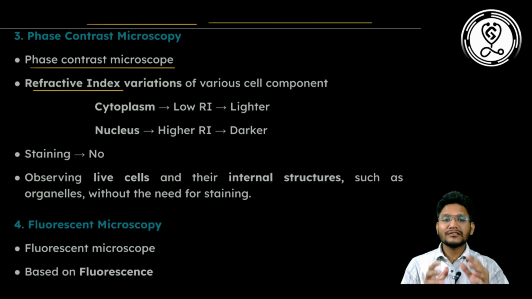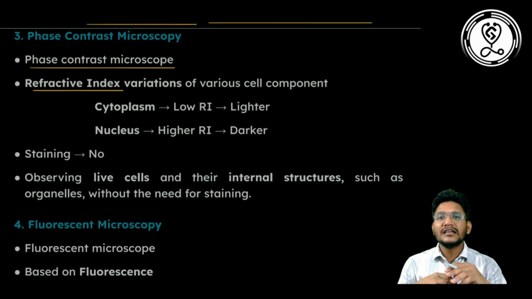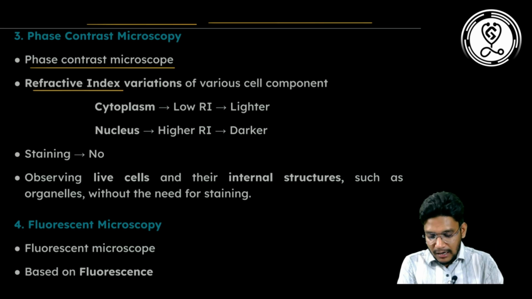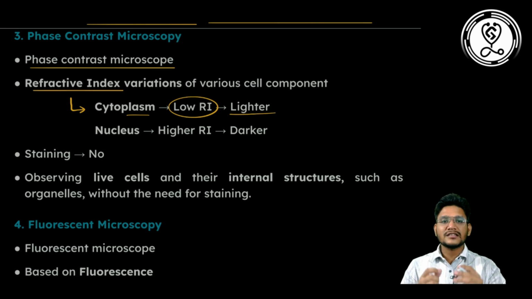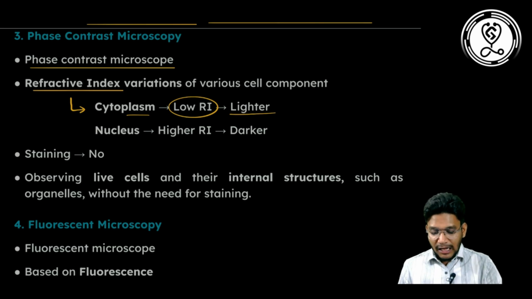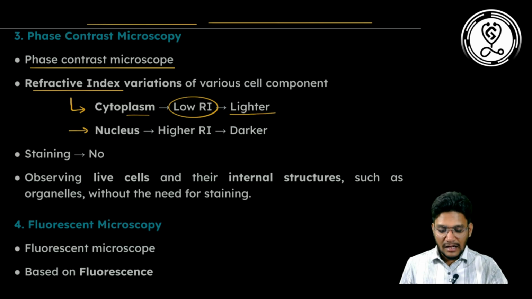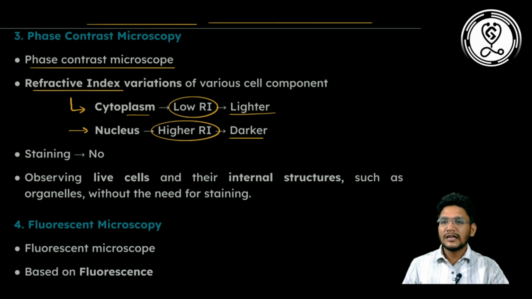Okay. So we have a cell, and a cell has different components, and different components of a cell have different refractive index. For example, cytoplasm has low refractive index and it will appear lighter under phase contrast microscopy. Clear? Similarly, nucleus has a higher refractive index and it will appear darker under phase contrast microscopy. Clear? We do not need any kind of staining here also.